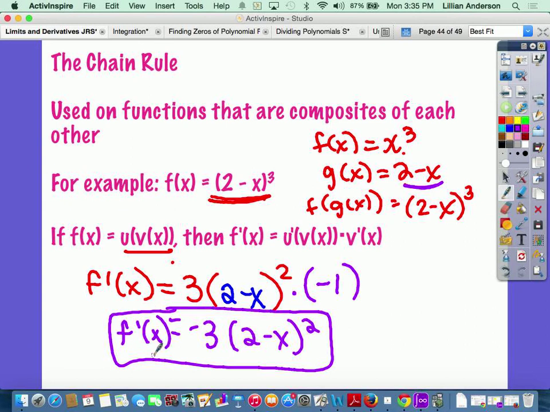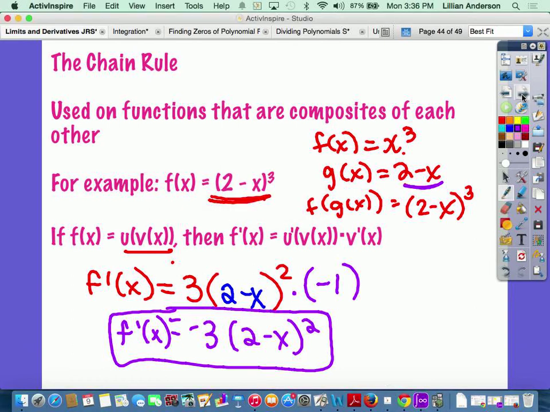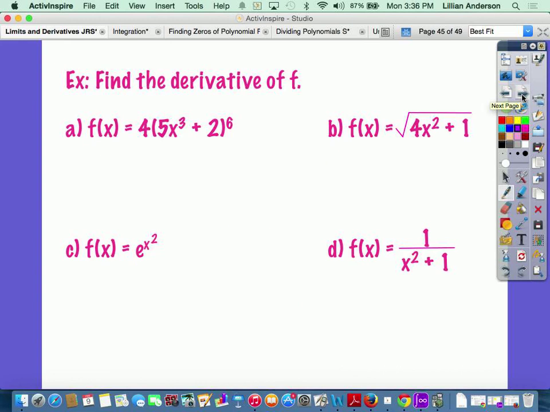Okay, so again, you take the derivative of the first function, which was x cubed, so it's 3x squared, and then you take the derivative of the inside, which was 2 minus x, or -1. And that's chain rule. So we're going to look at a lot more examples.